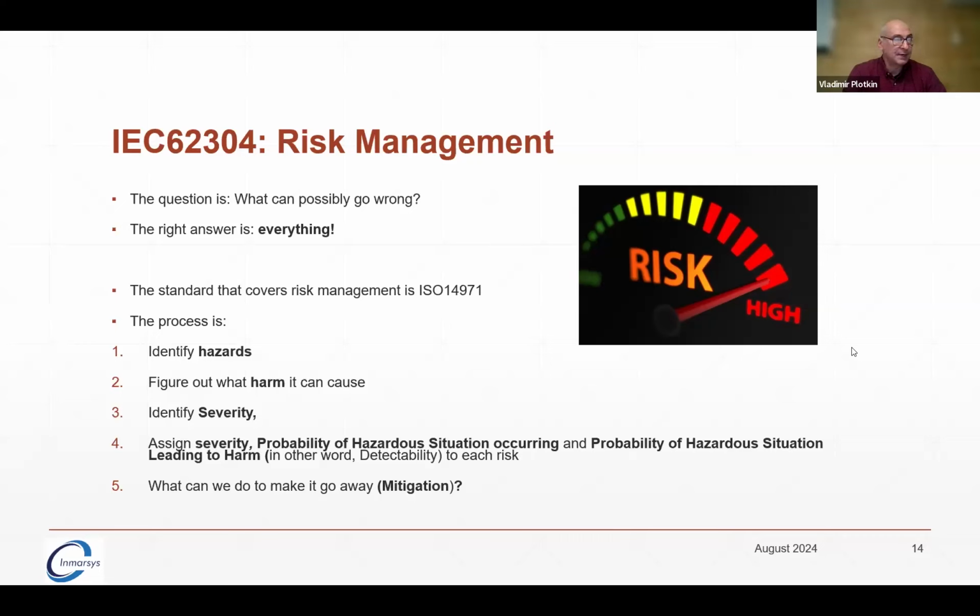Then you're analyzing your severities, the probabilities of a hazardous situation occurring, detectability, and then you do your mitigation. Now, if you look at 14971, you'll see there is no mention of detectability, but if you look at 80002-1, you will see that you can apply detectability, because it's very difficult to mitigate anything in software without being able to detect the problem. So in some devices I developed for class C, the fault detection takes probably about 50% of the code.